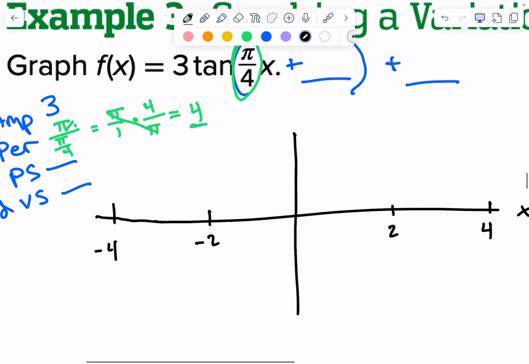Okay, we're graphing tangent now. Tangent overlaps 0. So he has a vertical asymptote over here and over here, right? And he is 4 units wide.